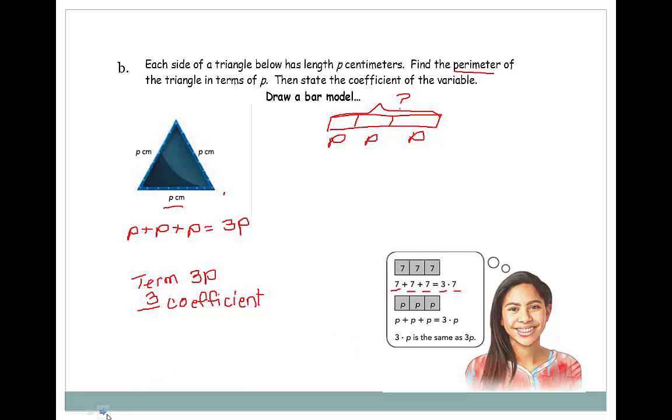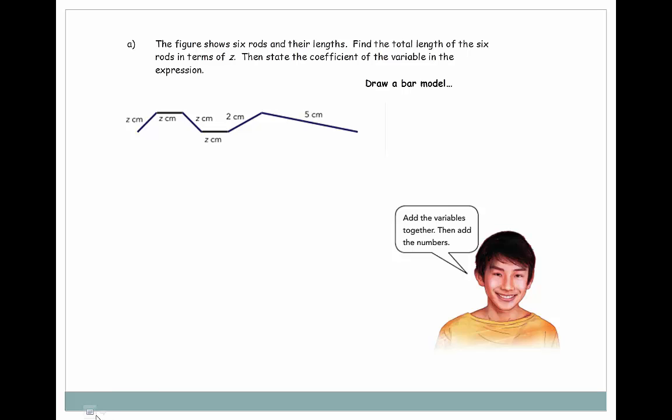Pause the video, then restart when ready. In the next one, this figure shows 6 rods and their length. Find the total length of 6 rods in terms of z. Then state the coefficient of a variable expression. We need to state the coefficient, so let's write down here, coefficient, because we want to know what that is. And then we're going to draw our bar model.